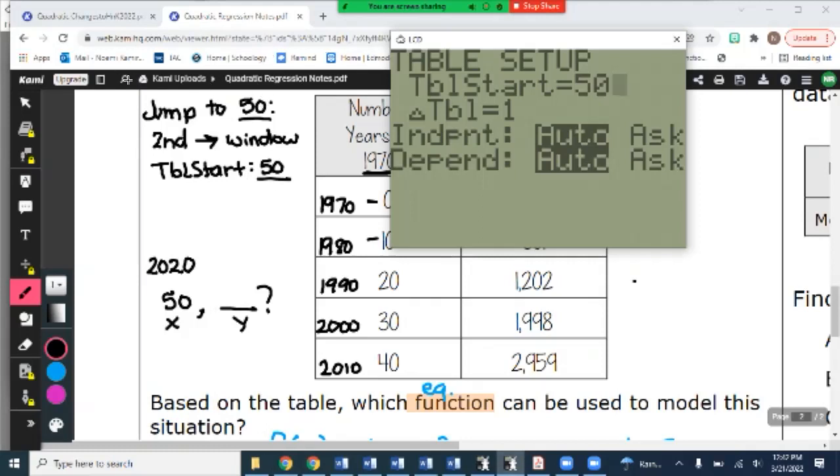So you press second window, type the 50 in the first line.